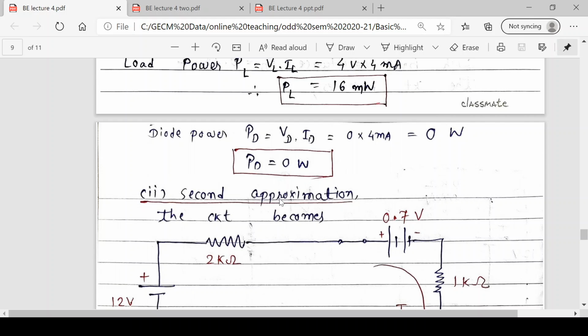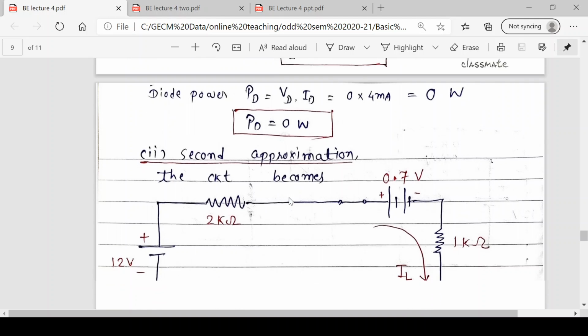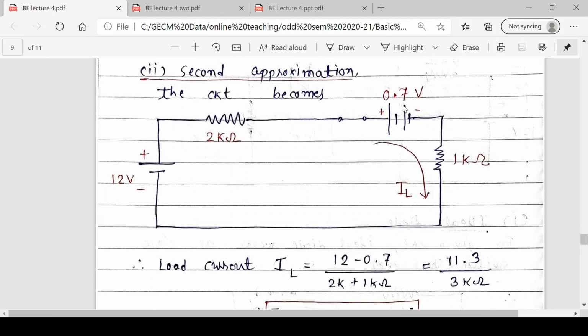Now let's apply second approximation. All of you remember that in second approximation, if the diode is forward biased, then it is a closed switch in series with barrier potential of 0.7 volt. VTH as it is, RTH as it is, load as it is. We have just replaced the diode by second approximation.